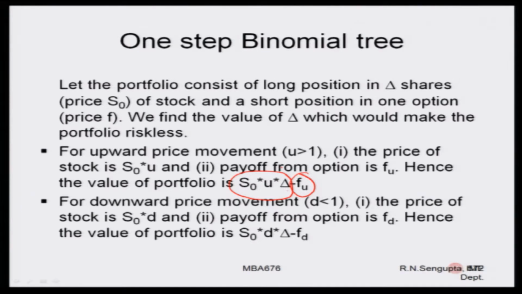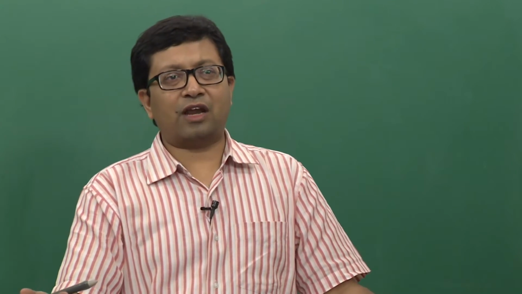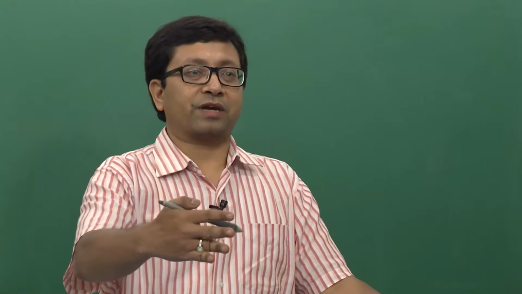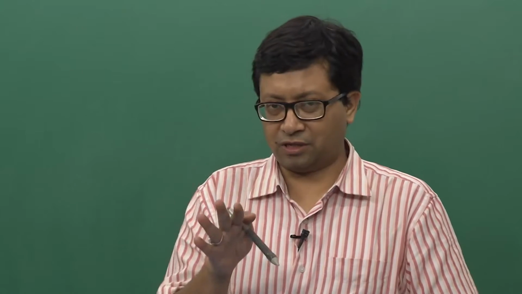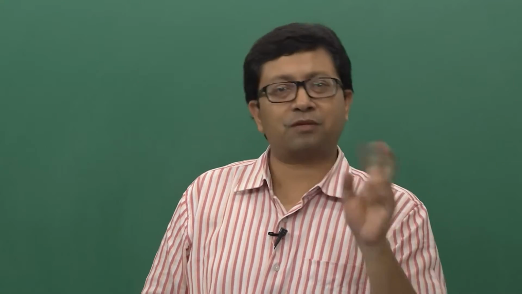For the downward movement, the price of the stock was initially S0, it will now fall. So, D is less than 1, and the payoff from the option is FD. I am considering exercised and not exercised in a very simple way: if it is not exercised, the profit and loss is only the upfront price paid. If it is exercised, it will be the upfront price payment plus the profit or loss which is being made. We should remember this very explicitly. That is why it is denoted by F0 and FD.